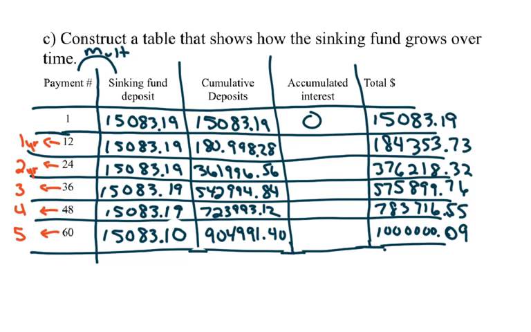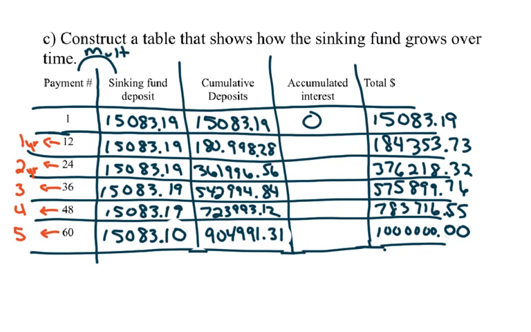Now that changes our cents right here as well in the cumulative deposits. Okay, and that's going to be 31 cents. And that will, in the end, remove any existing change, so that we have $1 million exactly in our total for our last column.